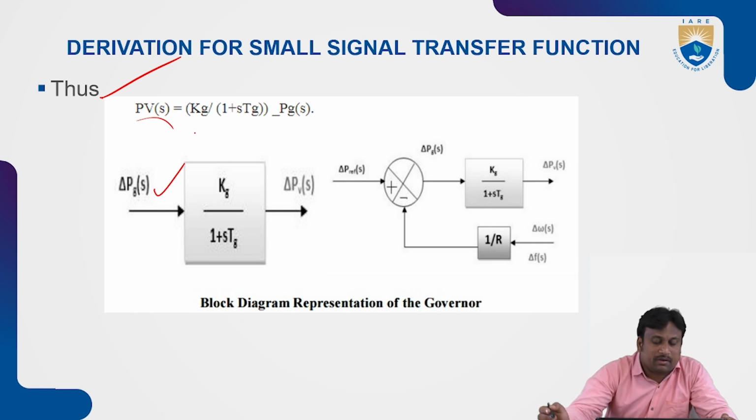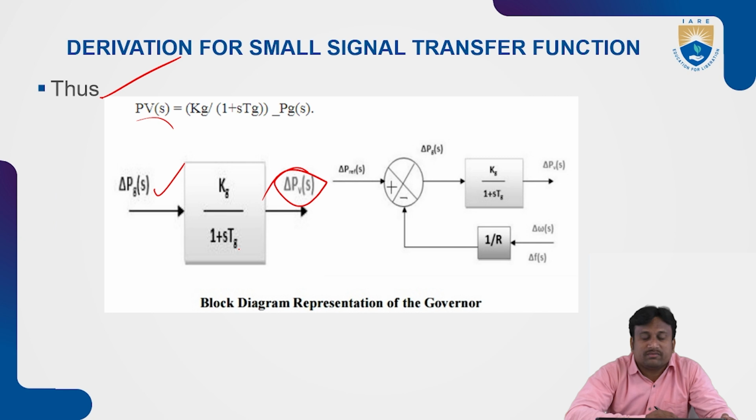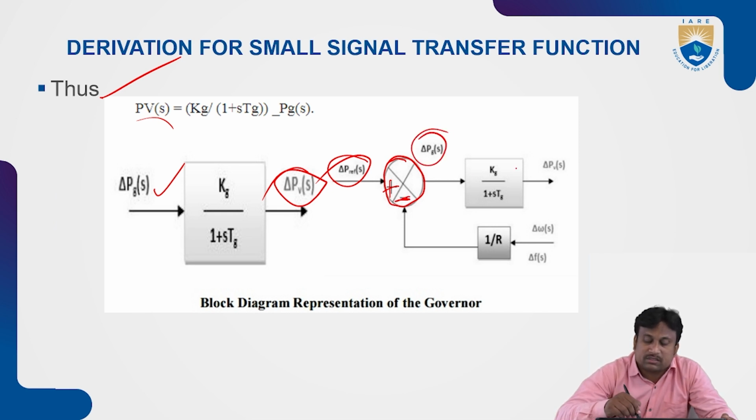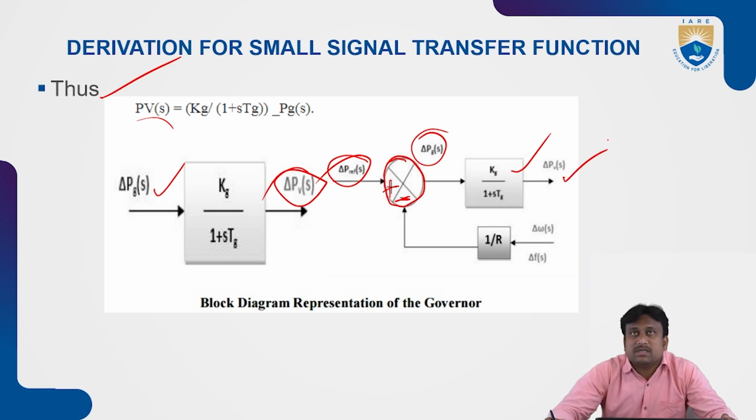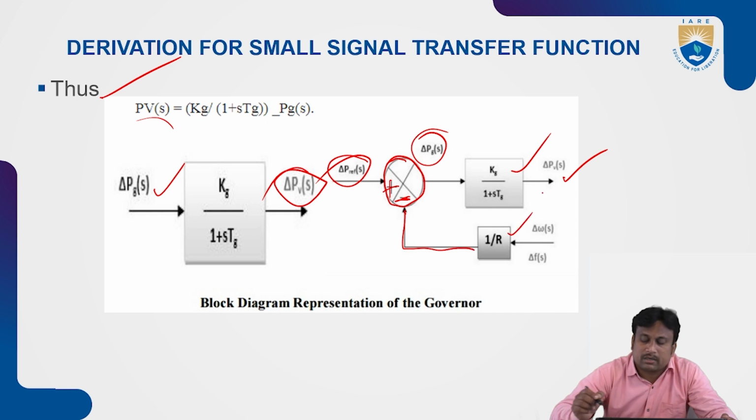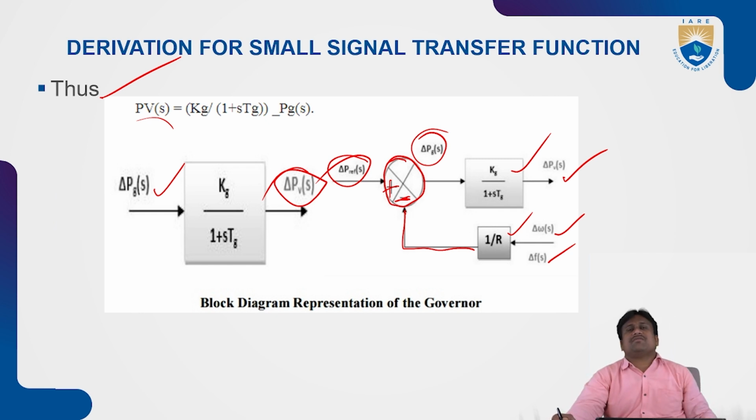So delta PG of S is connected through KG by 1 plus STG to delta PV of S, where delta P reference of S is connected to one of the summing points, and this gives the control. So delta PG of S is connected to KG by 1 plus STG, which represents delta PV of S. This block is connected to the 1 by R block with delta W of S by delta F of S. These variables represent the conditions of the power system network under suitable conditions.